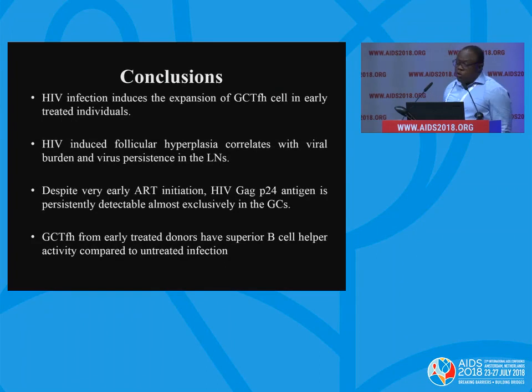So in conclusion, I've shown you that HIV infection induces the expansion of GCTFH in early treated infected people, and there's this follicular hyperplasia that is really associated with persistent infection. And GAG is predominantly detectable within the GC. And I think when we analyze the GCs very carefully, it's not all over the GC, it's a subset of cells within the GC that are infected. We are generating data to try and identify those cells. And of course, it looks like when you treat people early, their T follicular helper function is preserved.